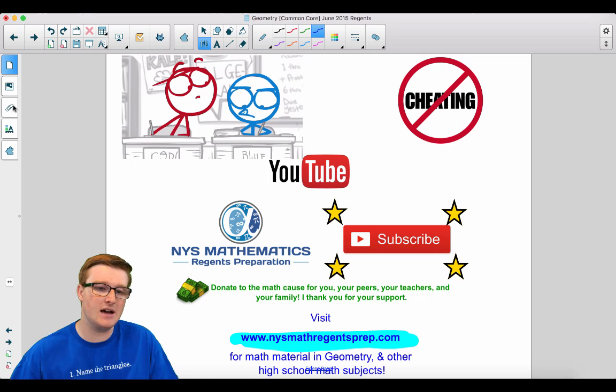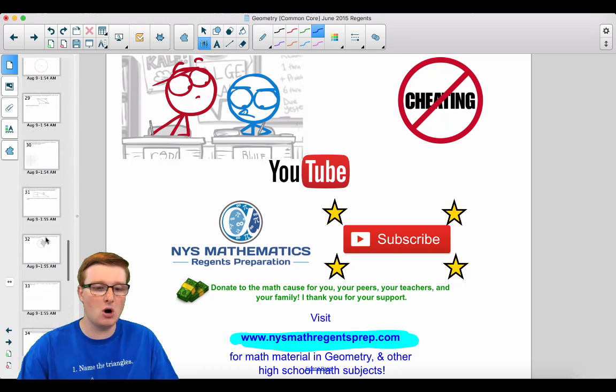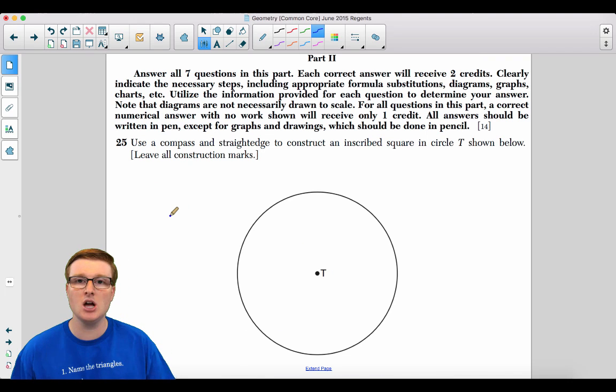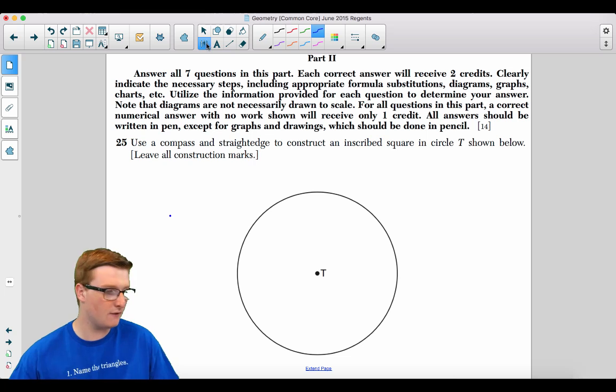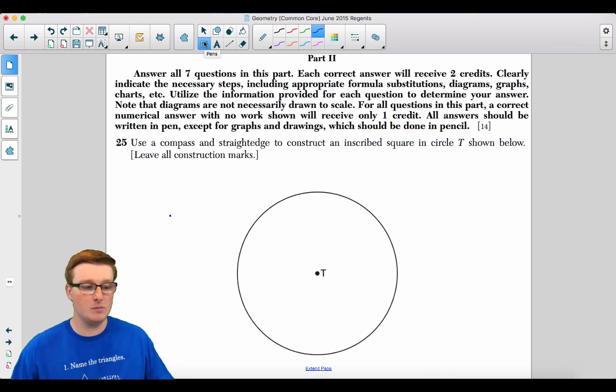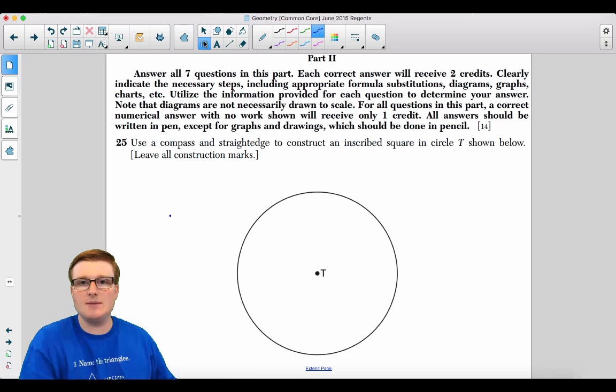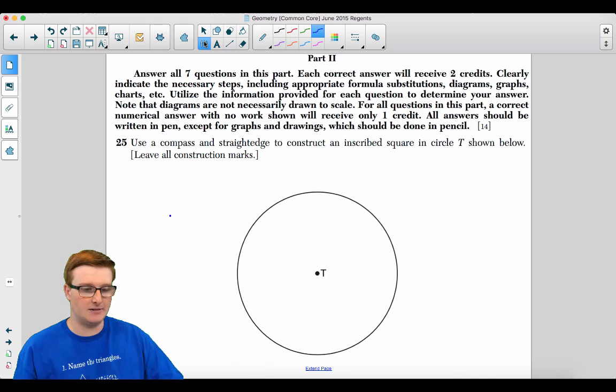So what we're going to do right now is jump right into the part 2s, 3s, and 4s. These are the open-ended response questions on the geometry Regents. Without further ado, let's get started. By the way, I will be looking to my left, which you'll see on the video, to your right, to make sure that I'm doing this correctly, and my notes are over on my left. So just keep that in mind if you see me look over here.